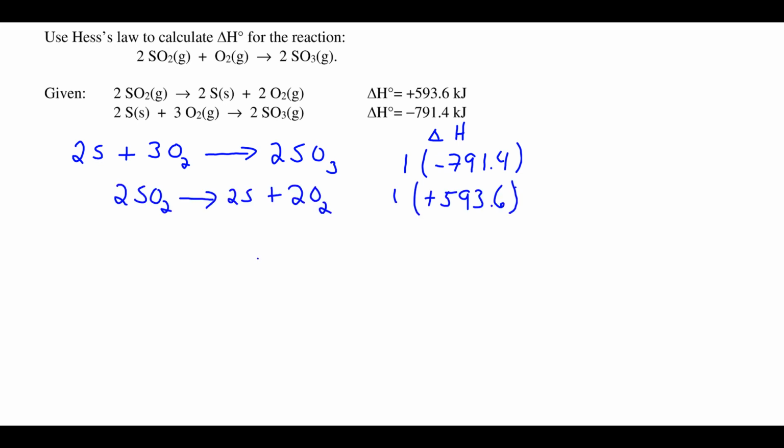Alright, so now what we're going to do is to add these two equations together and see where we are. When we add these together to get to our net equation, those things that are on the reactant side stay there, and those things that are on the product side stay on the product side. So we just sum all these things together. Looking at this, we see that 2 moles of sulfur are produced in one reaction, consumed in the other. So that will not appear in our overall net reaction.